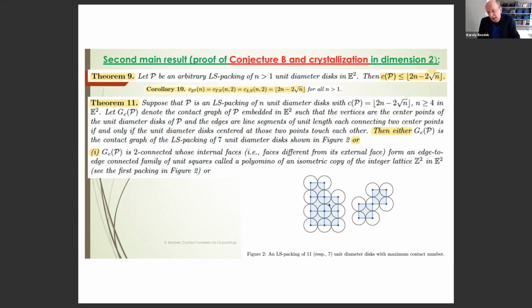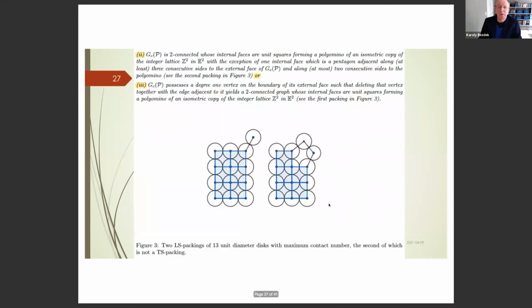This is another scenario, and there are two more possibilities here. Or the extremal contact graph is still two connected, whose internal faces are unit squares, forming a polyomino of an isometric copy of the integer lattice, with the exception of one internal face, which is a pentagon. This diagram here is an illustration of that case. So it can happen that we have a pentagon attached to our polyomino in the fashion as the diagram indicates, which happens in case of 13 unit diameter disks.